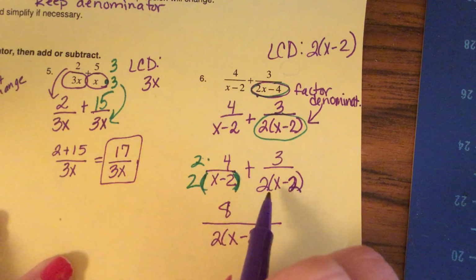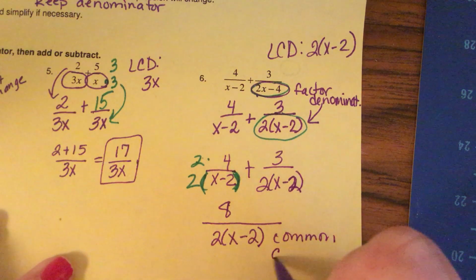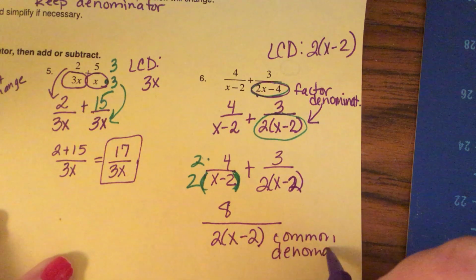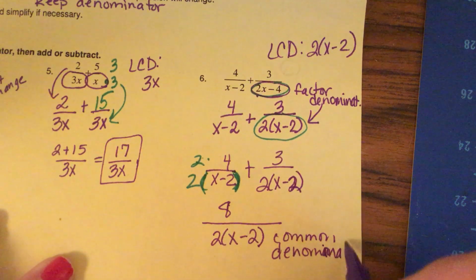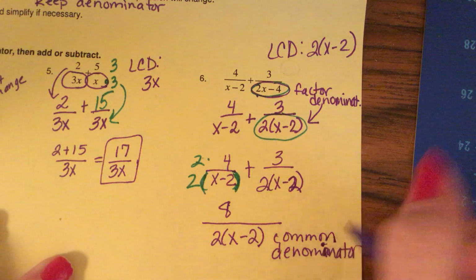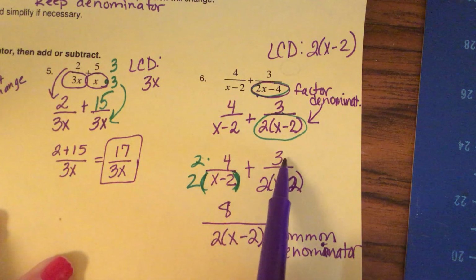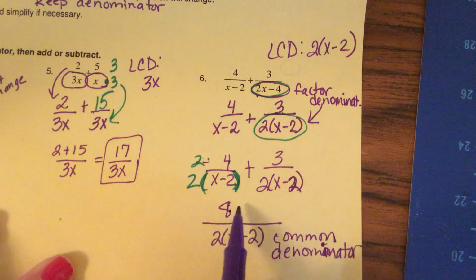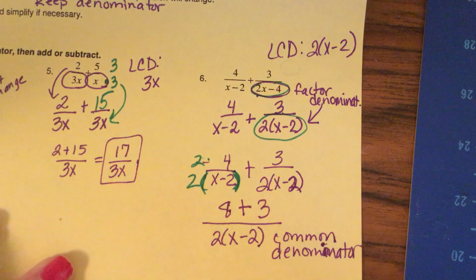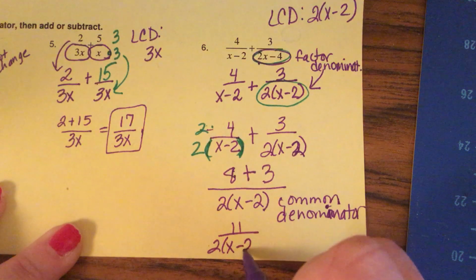Once I get a common denominator, this is my common denominator. And when we're adding, we're going to keep our common denominator. And then we're going to add the top. So 2 times 4 gives me 8. Plus 3. So I get 11 over 2 times x minus 2.